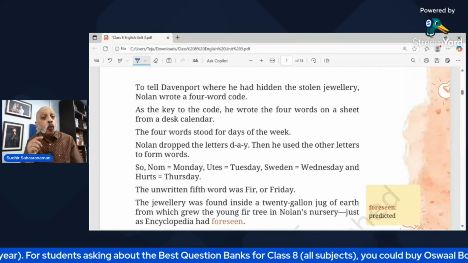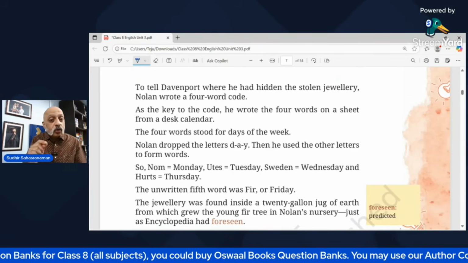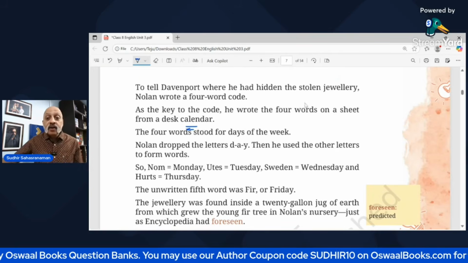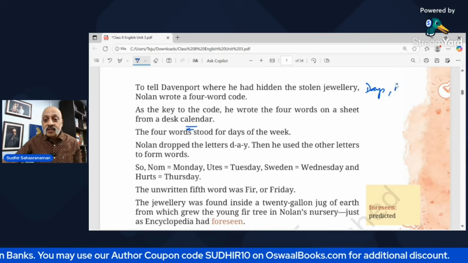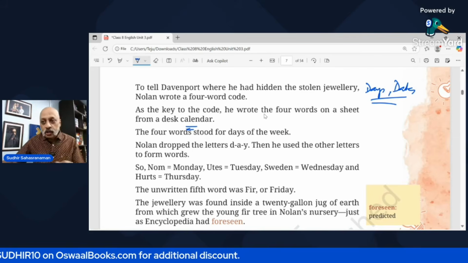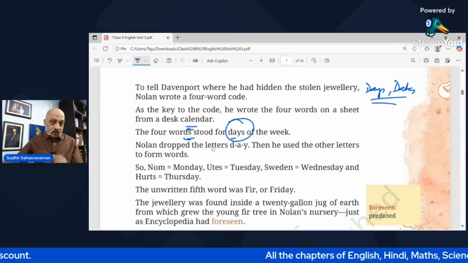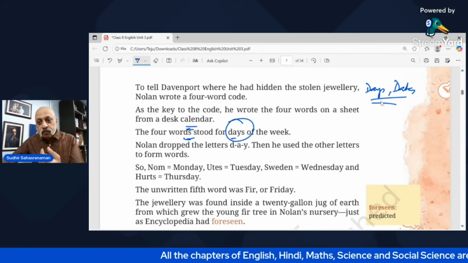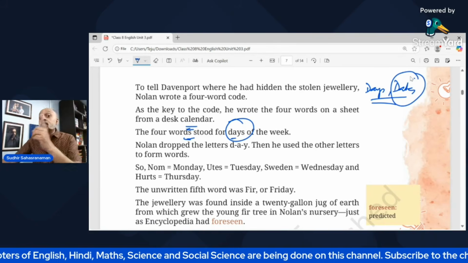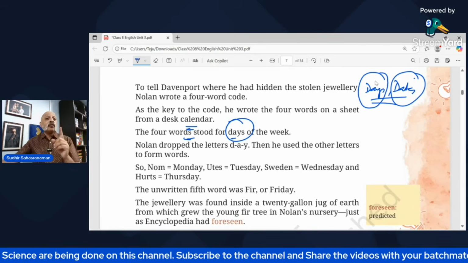To tell Davenport where he had hidden the stolen jewelry, Nolan wrote a 4-word code. As the key to the code, he wrote the 4 words on a sheet from a desk calendar. What does a calendar have? It has days, it has dates. What Encyclopedia or Leroy has seen is that the 4 words stood for the days of the week. Because they are words, and not numbers like 1, 2, 4, 5, 6, which could have referred to some date, he thinks that they are referring to days.